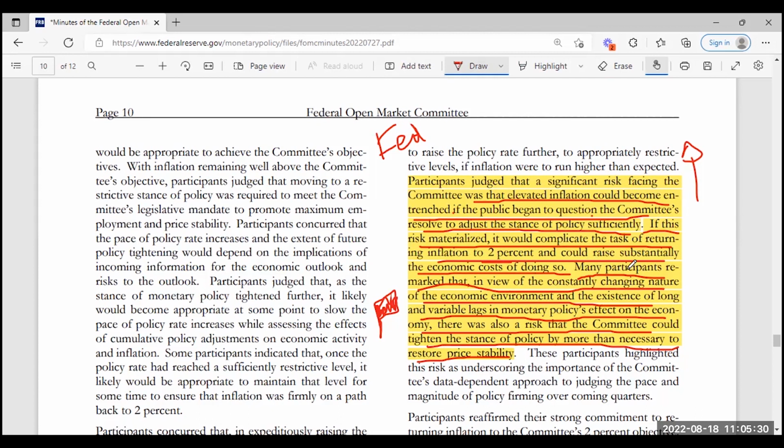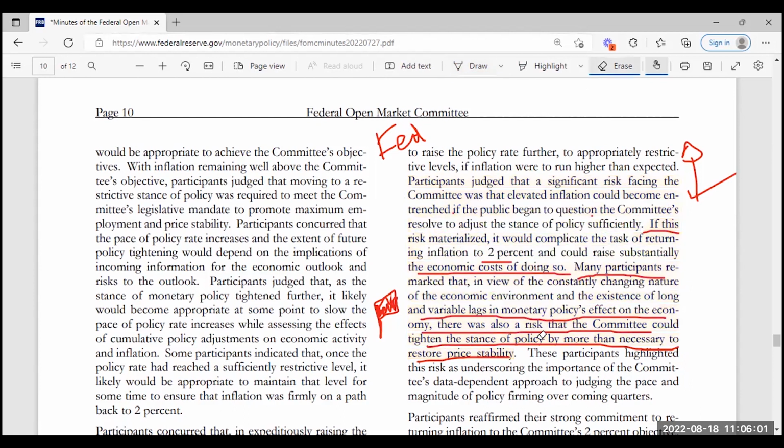Many participants remarked that in view of the constantly changing nature of the economic environment and the existence of long and variable lags in monetary policy's effect on the economy, there was also a risk that the committee could tighten the stance of policy by more than necessary to restore price stability. What? Now let me break the last part down. Number one, don't question us, believe us, or it'll cause problems. That's number one. But number two, guys, number two in this red flag is here.